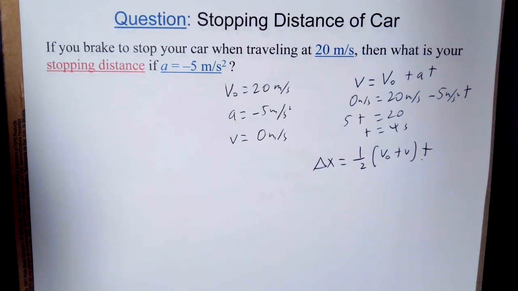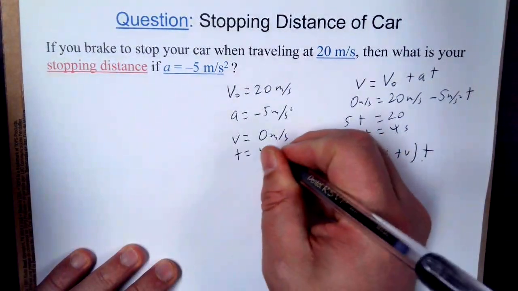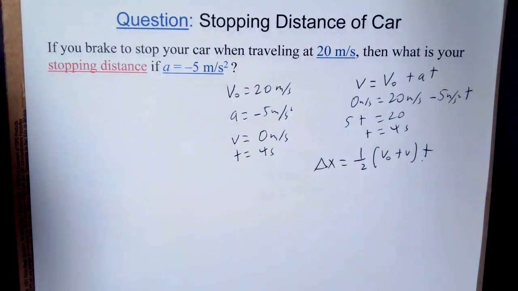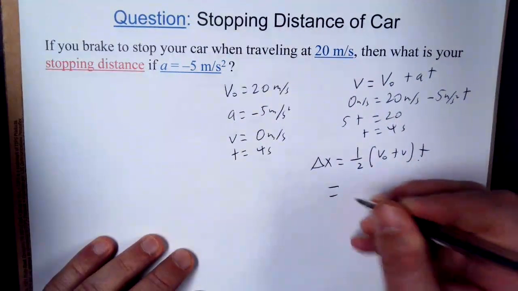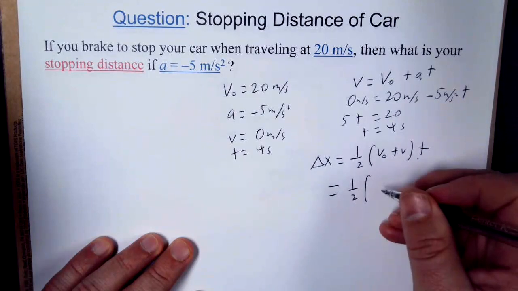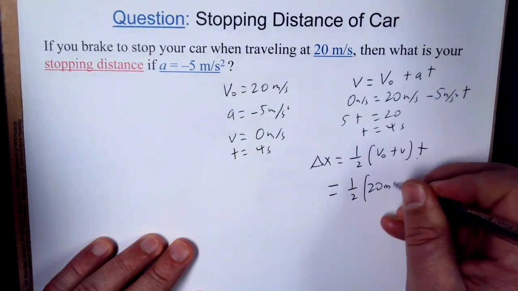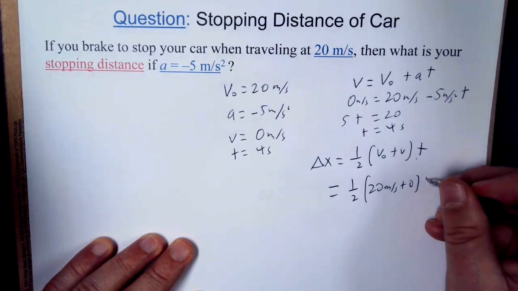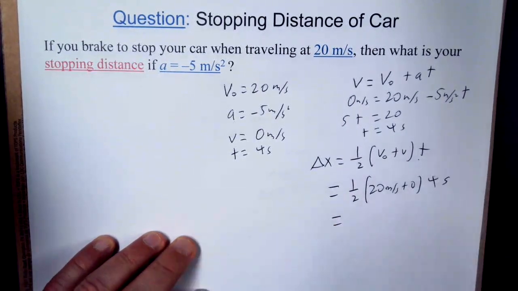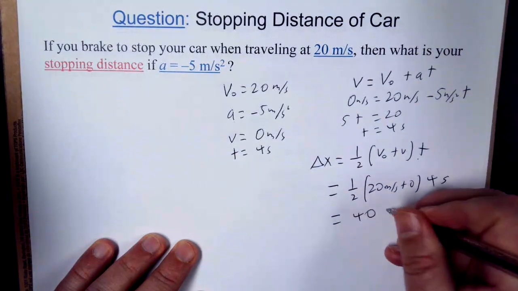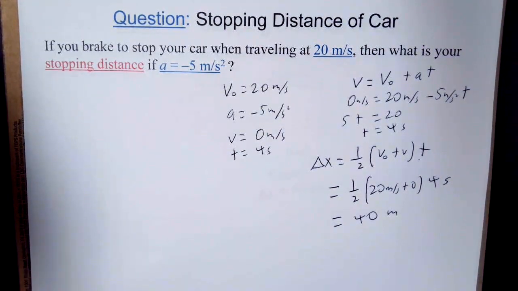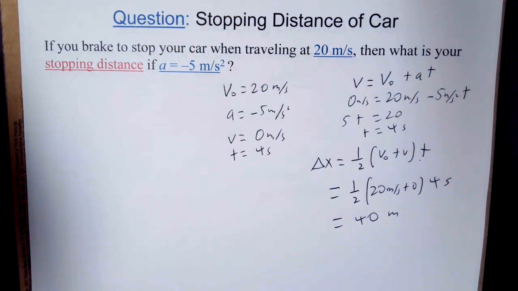So now we know the time, so we can add that to what we know, and then plug into this formula for the change in position. This becomes 1/2 times v naught, so 20 meters per second, plus 0, times 4 seconds. So this becomes 10 times 4, which is 40 meters. Notice, we got exactly the same answer that we got last time. It's just this time we used the formulas rather than doing it intuitively.